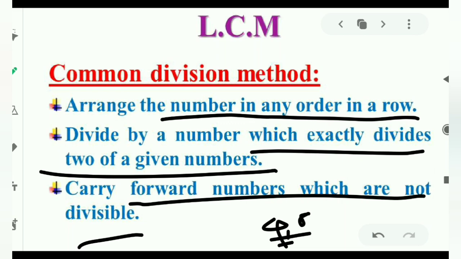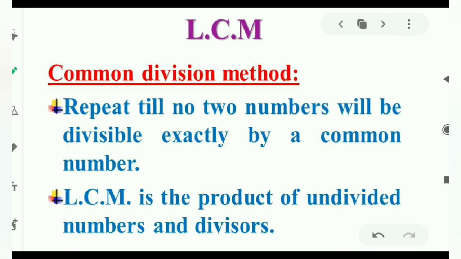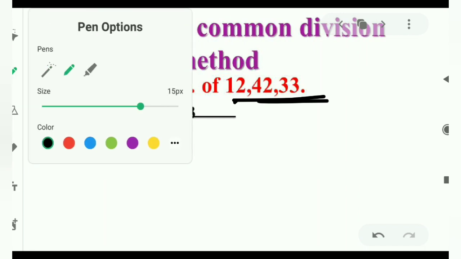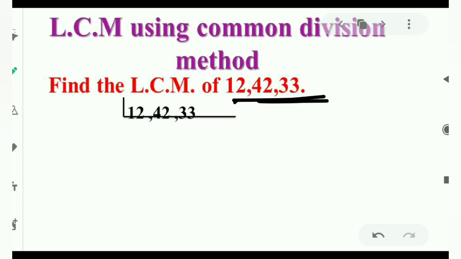Okay, it will be crystal clear when we see with some example. Let's see with some example. Same example I have taken for better understanding. 12, 42, 33. Can you find here any two numbers with common factors? Good. There is 12 and 42.